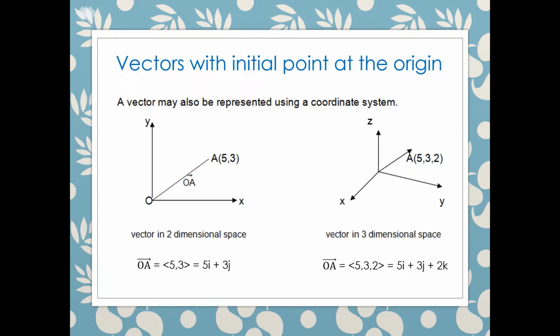A vector may also be represented using a coordinate system. In two-dimensional space, a vector from the origin to the point A, denoted by OA, is represented by the coordinate (5, 3), which is equal to 5i plus 3j. In three-dimensional space, a vector from the origin to point A, denoted by OA, is represented by the coordinate (5, 3, 2), which is equal to 5i plus 3j plus 2k.